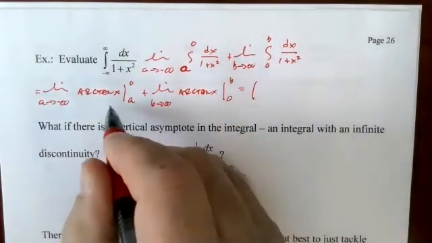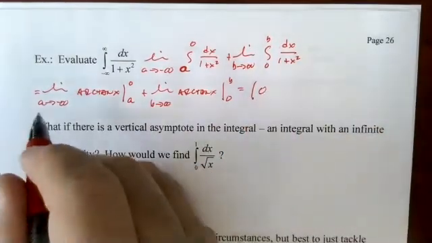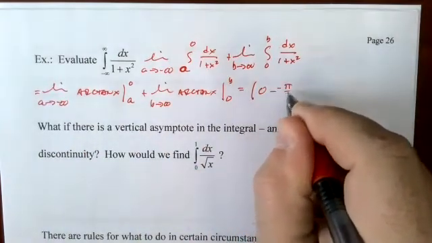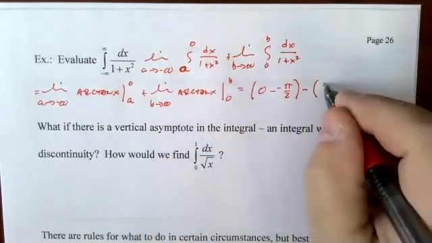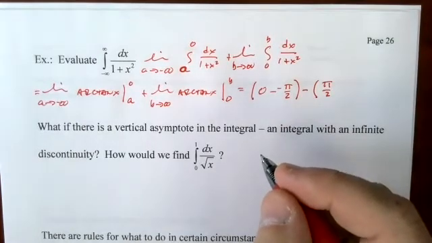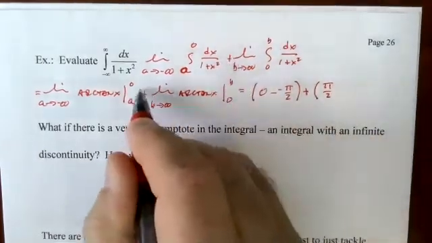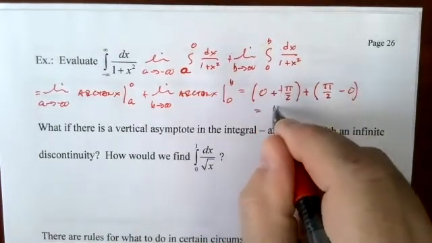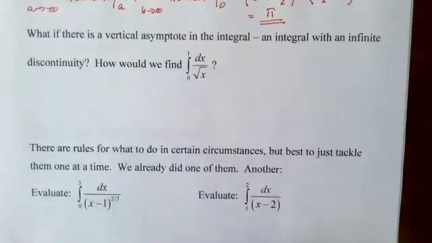Here we go. Arctangent of 0 is 0. Arctangent of negative infinity is negative pi over 2, minus, arctangent of infinity is pi over 2. This should be positive, we're adding these two things. Minus arctangent of 0, 0. Plus, we end up with pi. Oh, that's crazy. That's just certifiable.